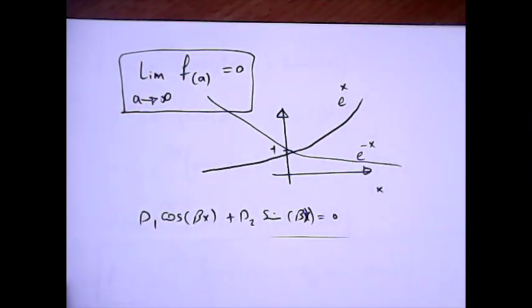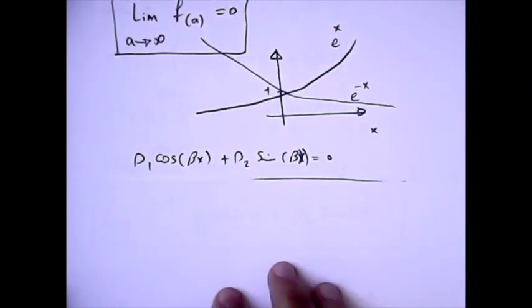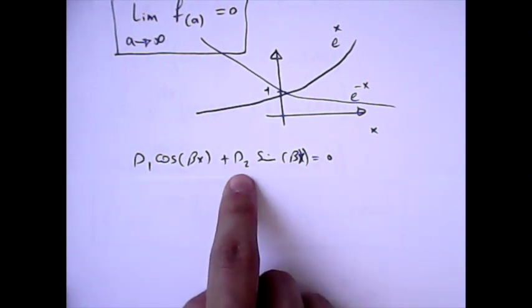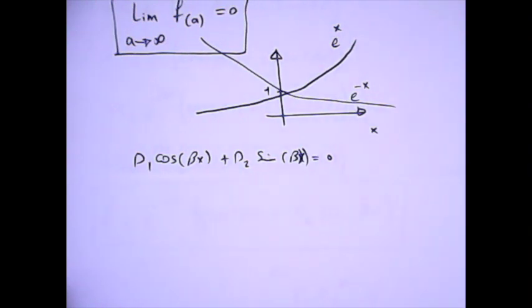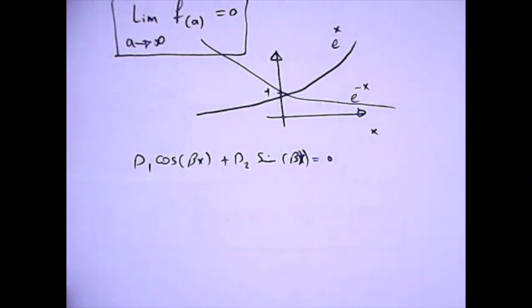Let's see what this is telling us. This is telling us that something multiplied by a cosine plus another thing multiplied by a sine is equal to 0. Now let's take a look at it. There is no way, or maybe there are some very special ways, that I can add a cosine and a sine and have a 0. But for all x's, I could not have something like that.